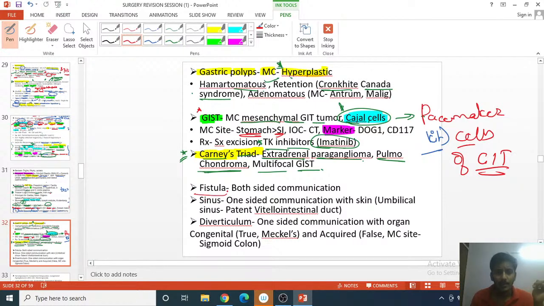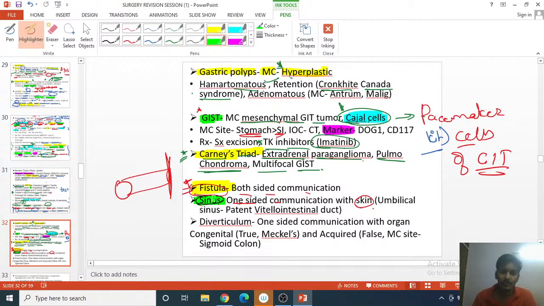Now talking about some terminologies. मैंने already बताया, अगर दोनों साइड से abnormal communication है, दोनों साइड से cavity है, then वो क्या हो गया? एक fistula. So both sided communication is known as a fistula. अगर one sided communication है with skin, okay, so एक साइड से cavity, दूसरी साइड से skin surface, then this is known as a sinus. Please remember, दोनों साइड से communication fistula, एक साइड से skin के साथ sinus. Okay. And अगर one sided communication is with some organ, like your intestine, then that is your diverticula.